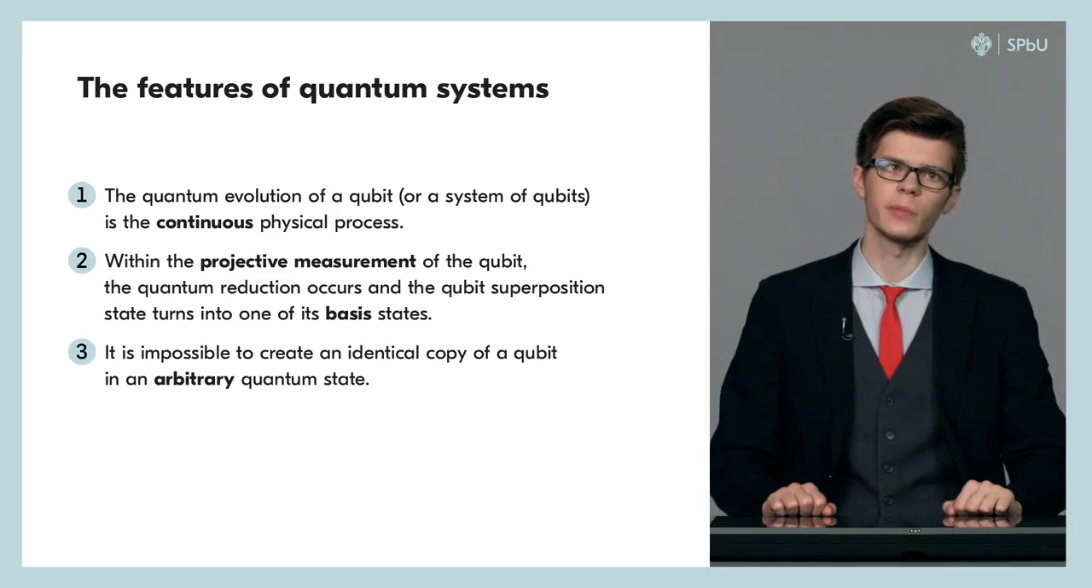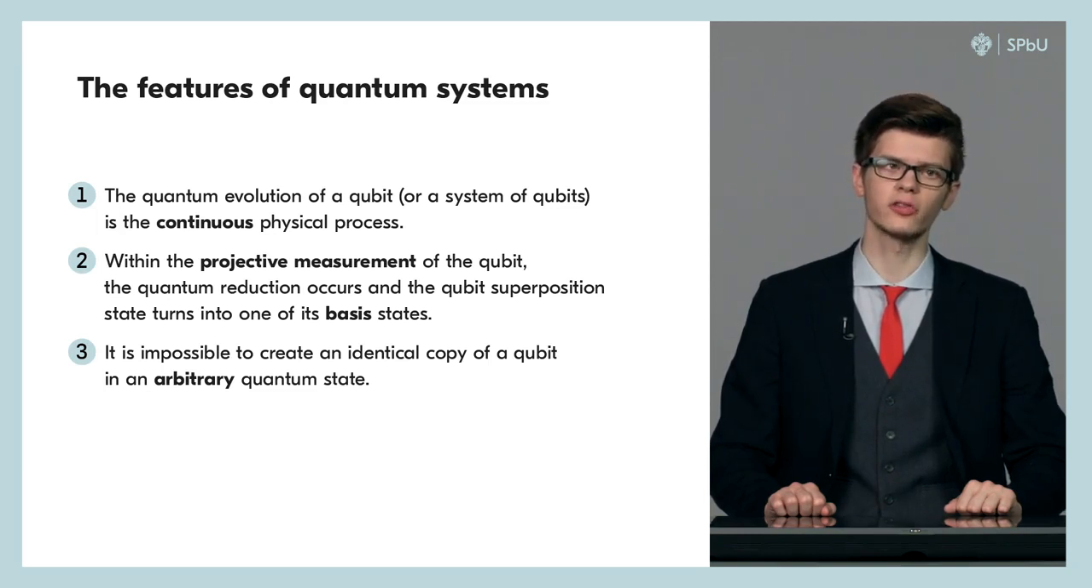Secondly, as one measures a qubit in a superposition of basis quantum states, the quantum reduction happens and the superposition turns into one of the basis states. It means that in order to use the qubit for further computations, one shouldn't perform direct measurements of the qubit to define its state. Thus, the error syndrome should be defined without direct measurement of the qubit.